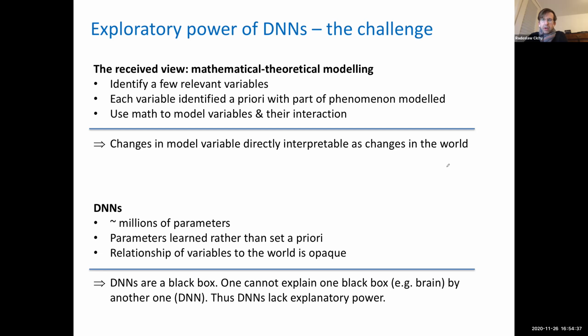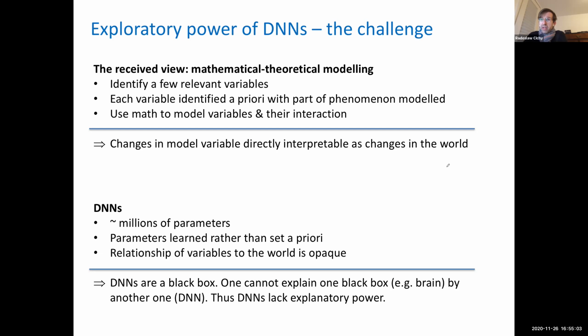The parameters are learned by the networks themselves, as we said in the beginning, and they are not set a priori. So we don't know which part of the world they refer to. So the relationship of the variables to the world is opaque. Therefore, you could say, from the perspective of mathematical theoretical modeling, this is pointless and the worst thing you could do, because deep neural networks are just a black box and you can't explain one black box by the other.